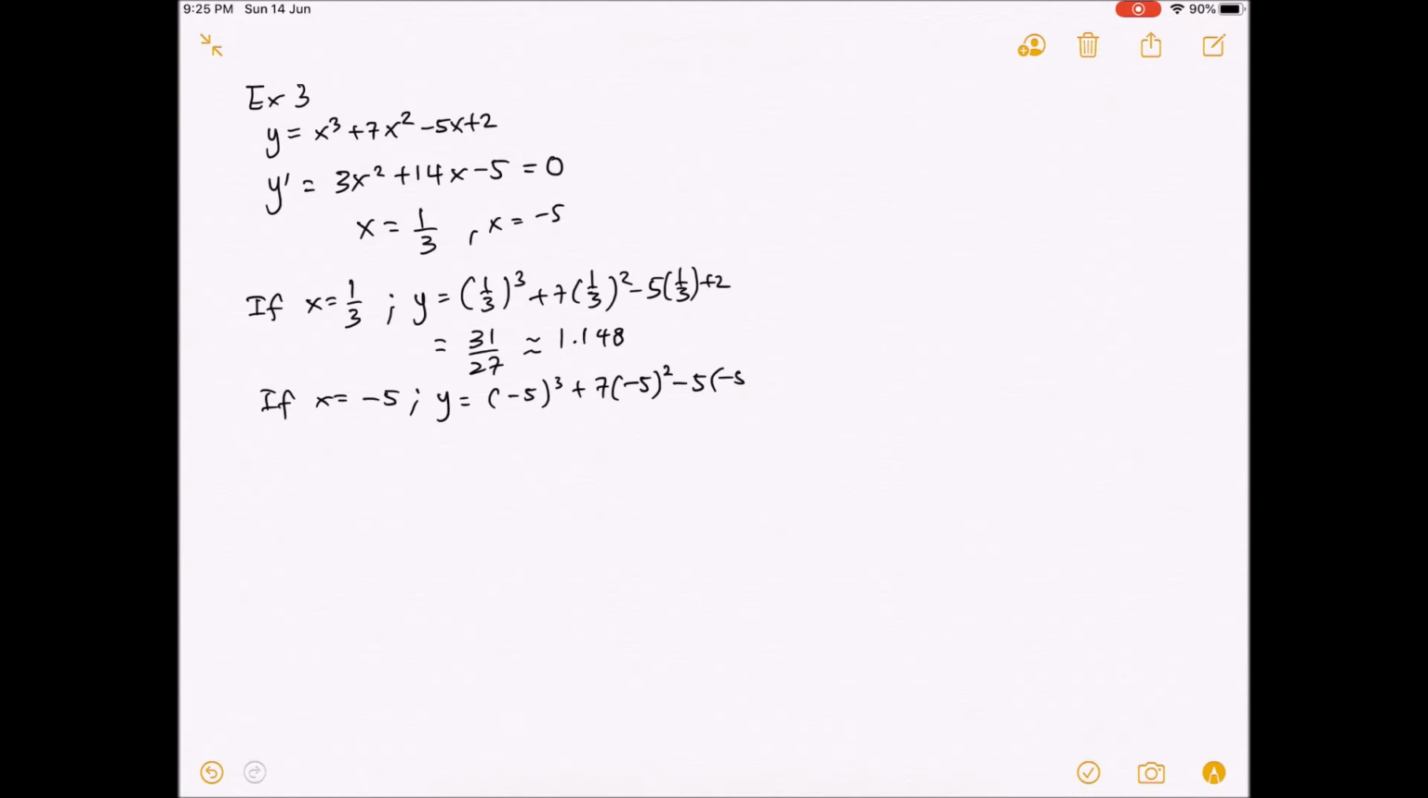okay, you can do it together with me. This one will be equal to 77. Okay, so you have two critical points as in the graph. The first critical point is (1/3, 31/27), and then the second critical point is (-5, 77). Okay, now we will test using the first derivative test and second derivative test. Okay, so let's use the first derivative test first.